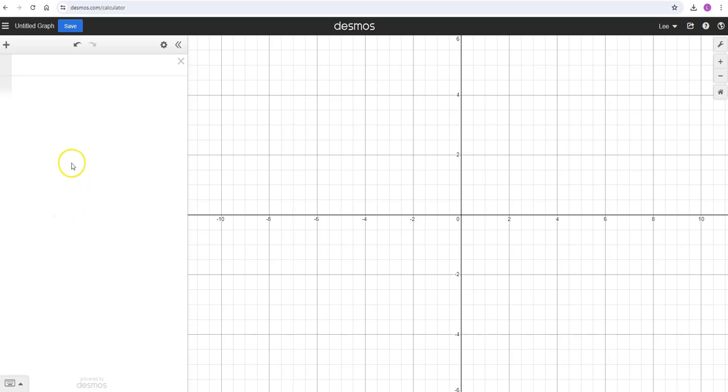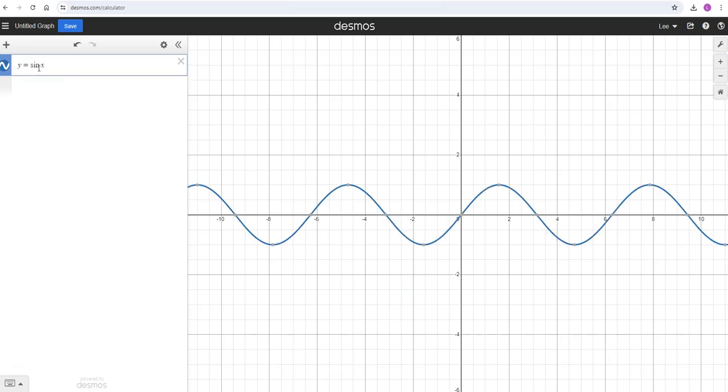Hey everyone, we're going to do a quick video on graphing trig functions in Desmos. You should have already seen the one where we did sine and cosine. I might just do a quick sine curve just to recap. If you want to do stuff like y equals sine x, it'll draw on your curve.